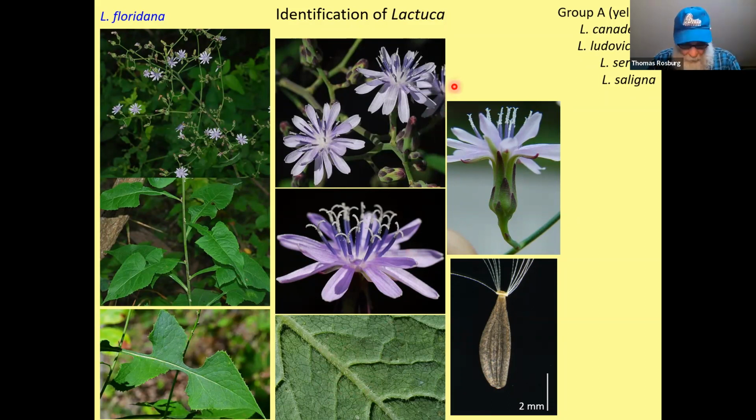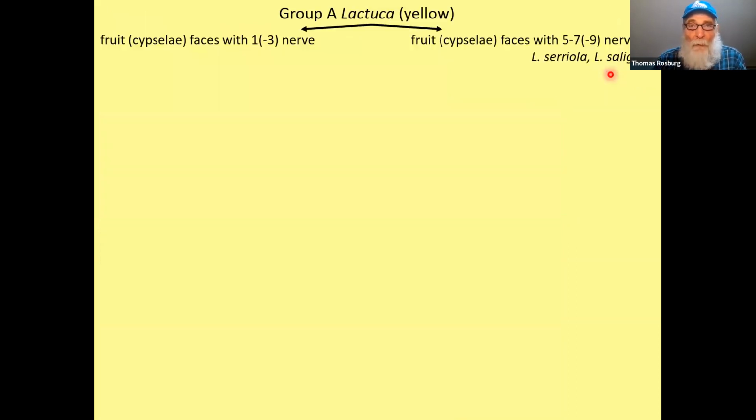All right, now let's look at the yellow ones. The yellow ones are that group right there. You saw those names right here. And to separate the yellow ones, now we're going to separate those into two groups.